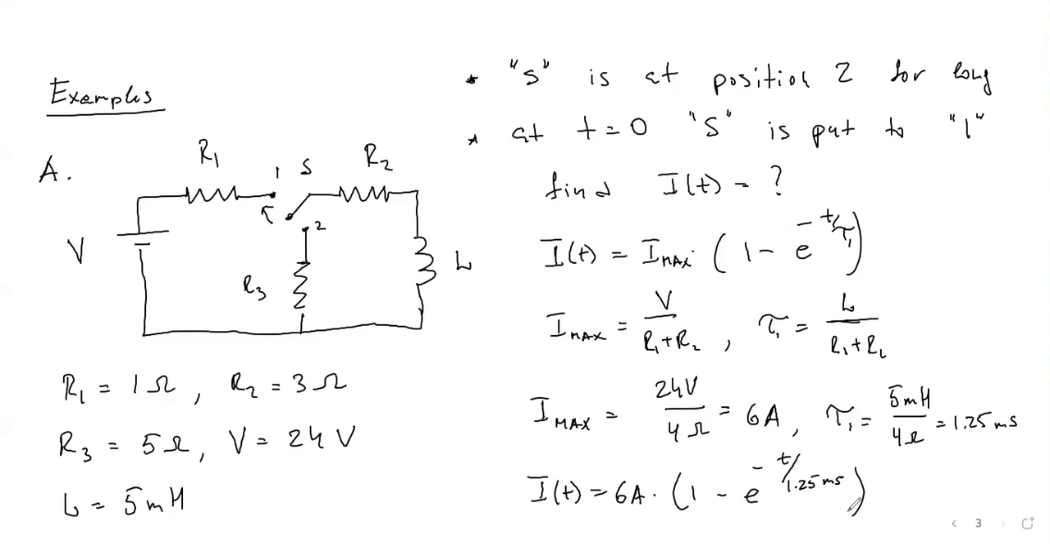So let's say then at time equal 2.5 milliseconds, let's wait 2 time constants. At this time, I'm going to switch it back to position 2, and I'm going to initiate a kind of discharging process after this. And I can ask the same question: what will be the current as a function of time after you change the position?